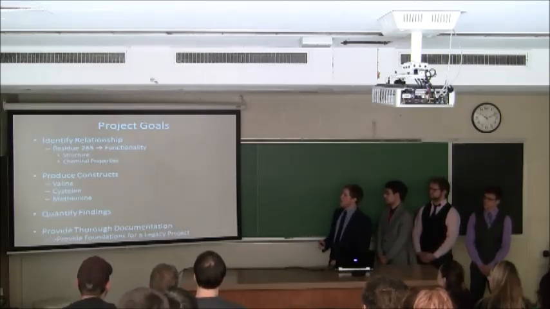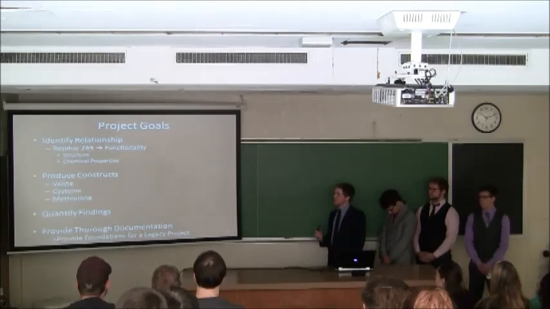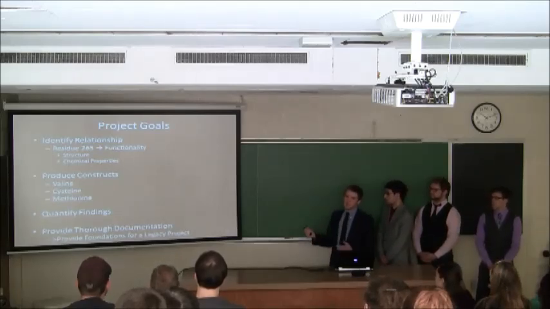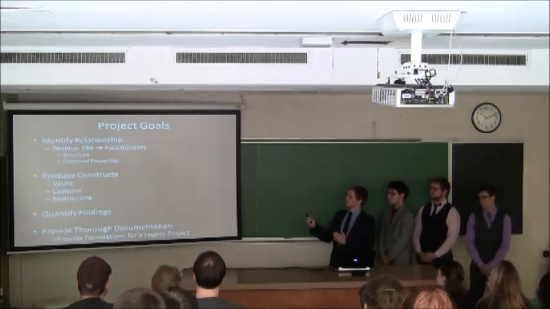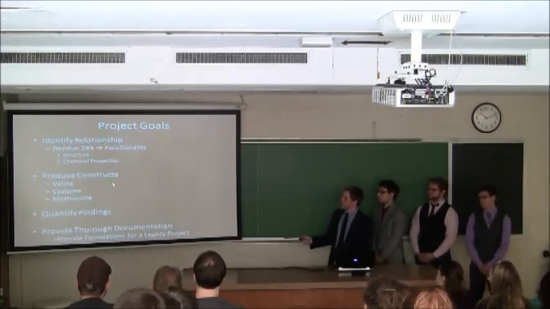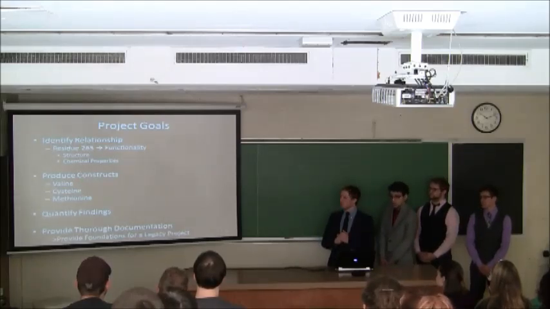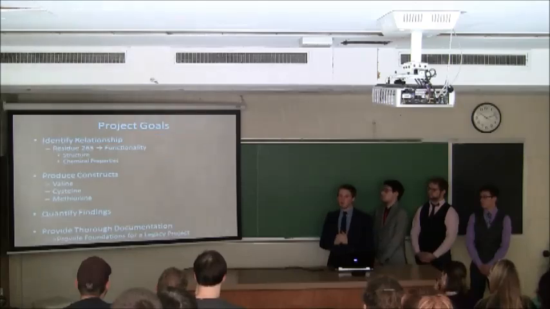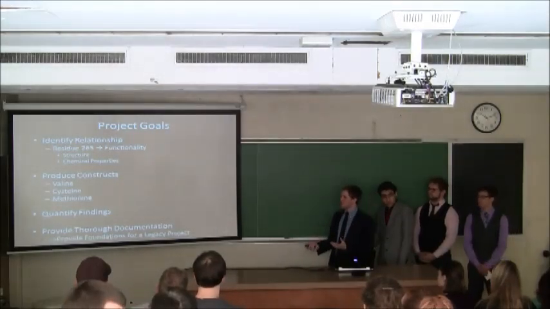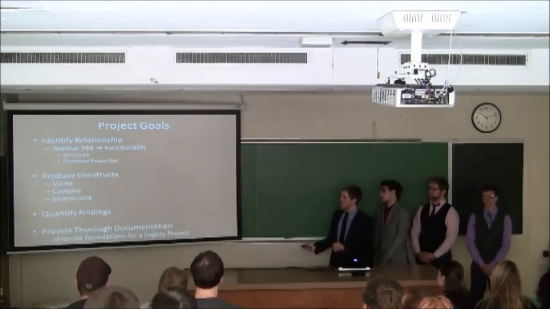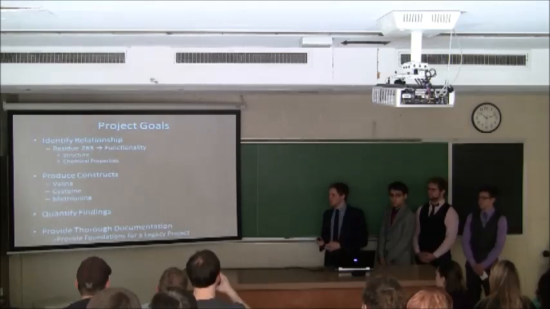Our project goals are to identify the relationship between residue 265 and protein functionality. This will most likely depend on its structural and chemical properties. We also aim to produce our constructs. The valine and the cysteine are our two variable constructs, and methionine is our low construct, which has to be made by us because we cannot harvest and do primary cell culture. We aim to quantify our findings and hopefully provide some kind of foundation for a legacy project.